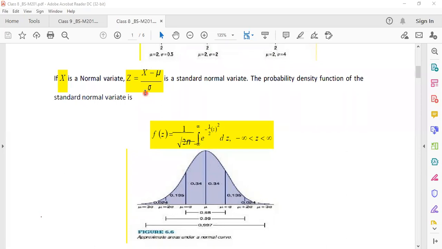We are just changing the origin from 0 to mu, and we are changing the scale to sigma. So that is this change of origin and scale. When we apply this to the normal random variable, we get a new variable which is called the standard normal variate. The shape of the curve actually doesn't change, but what changes is the following.